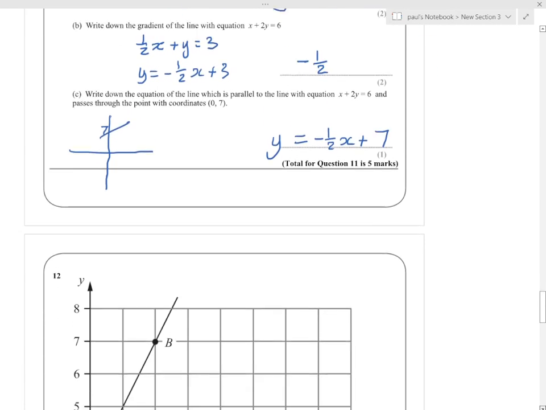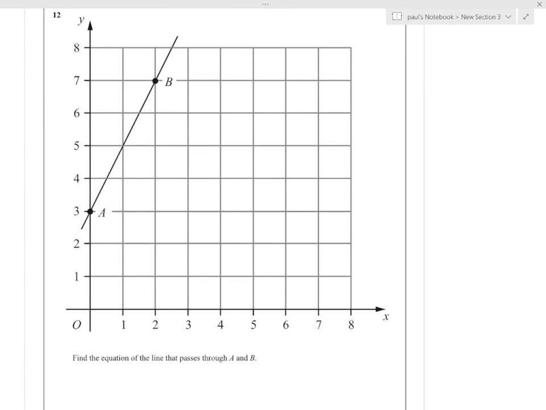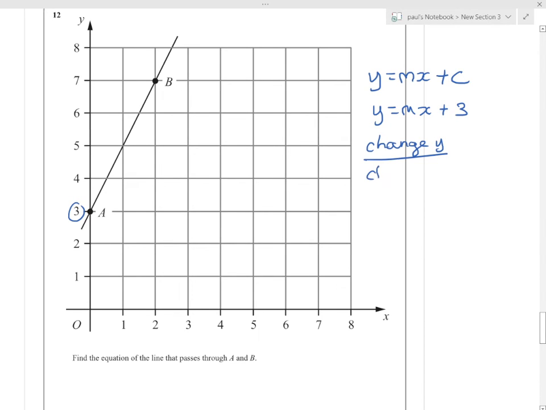Right, another picture. Right, what we're doing, we're finding the equation of the line that passes through A and B. So y equals mx plus c. Now the intercept is 3 there. So y equals mx plus 3. Right, now we need the gradient. So the change in y divided by the change in x.